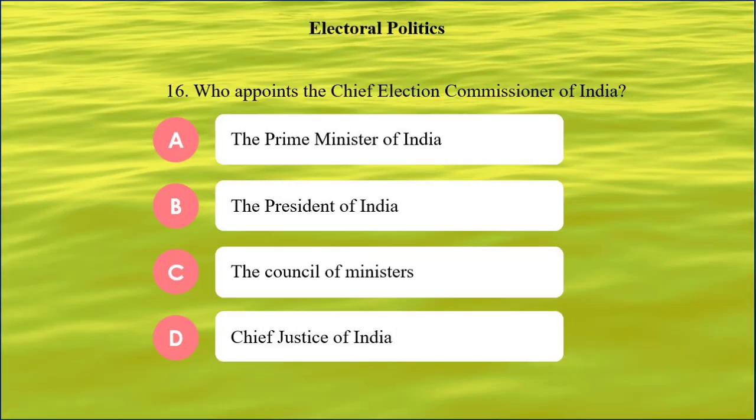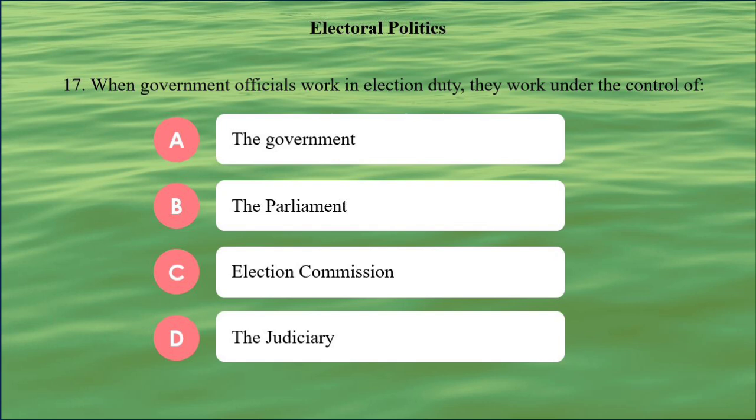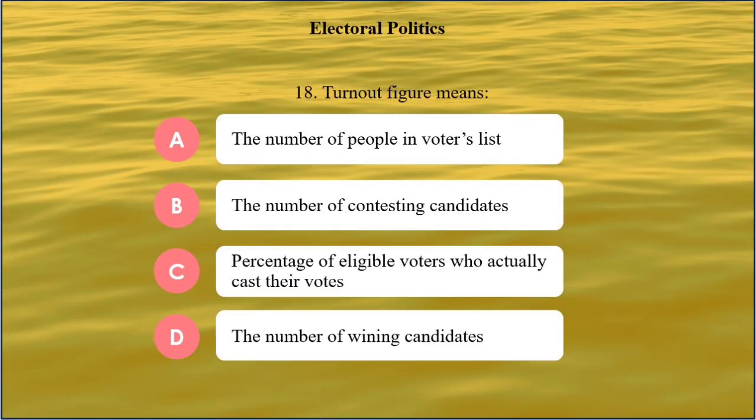Who appoints the Chief Election Commissioner of India? The President of India, so option B is correct. When government officials work on election duty, they work under the control of the Election Commission. So option C is correct. Turnout figure means the percentage of eligible voters who actually cast their votes. So option C is correct.